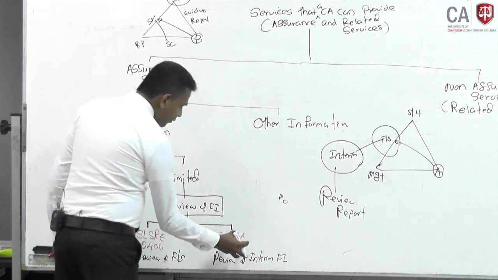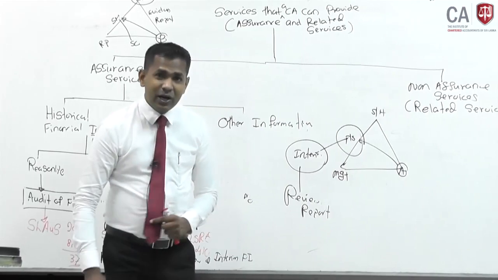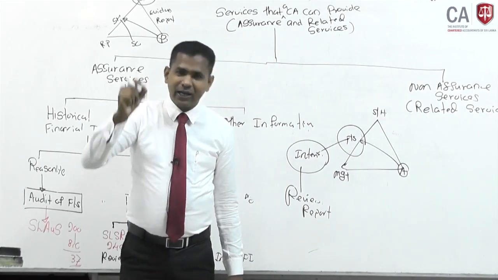So this 2410, or this review of interim financial statements, can be done only by the auditor of the company.